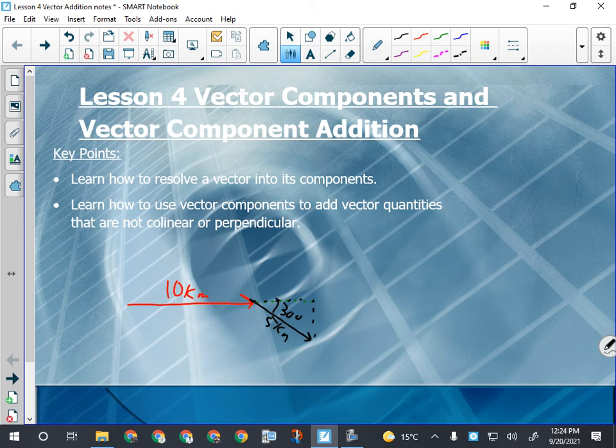Today will be much more trig intensive than Friday, because now what we're going to be doing is turning every one of our vectors into an x, or horizontal component, and y, or vertical component, which will involve us having to use trigonometric functions to calculate their values. So that's the first part: learn how to resolve a vector into its components, and then secondly, learn how to use vector components to add vector quantities that are not collinear or perpendicular, because obviously that's what we did on Friday.